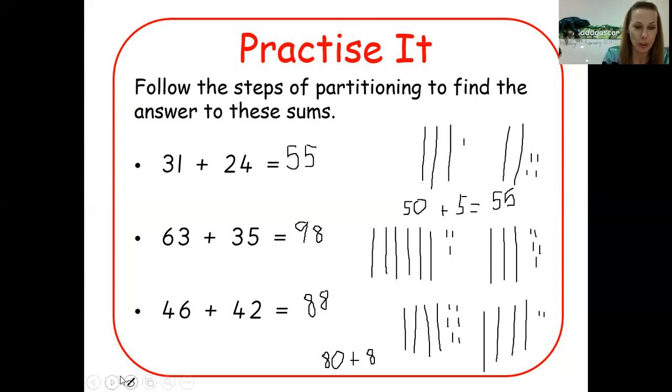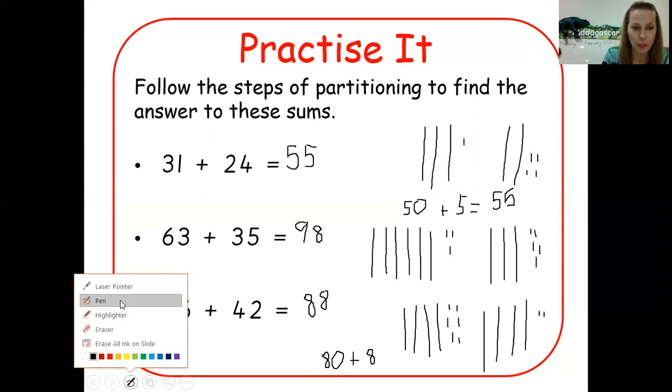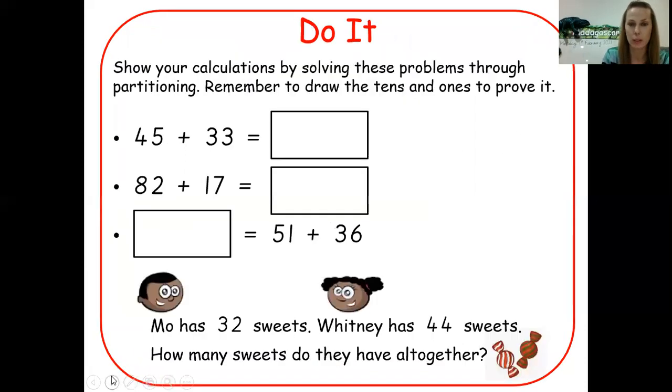So you need to carry on doing the same sort of thing for the do it. Okay, so again, exactly the same, just got to partition. You can draw your 10s and draw your 1s like I just did, and then add them all up to see how much you've got all together. Okay, same for the second one. Third one looks trickier, really isn't. Okay, it's just that the answer has moved from the end to the front.